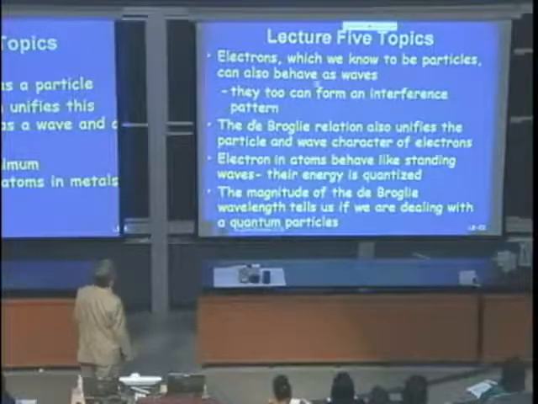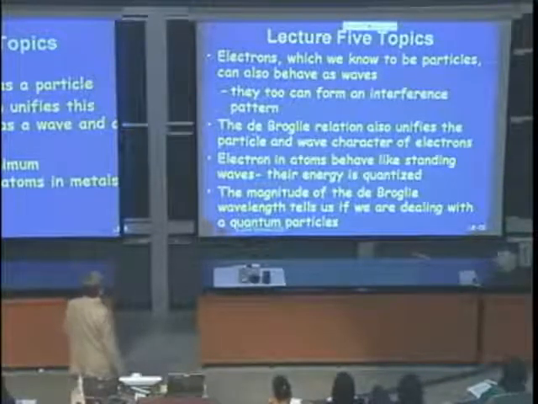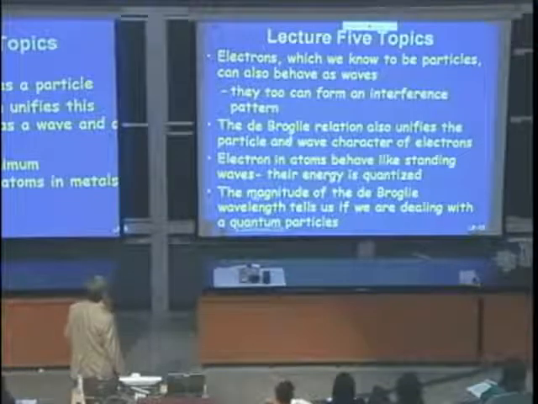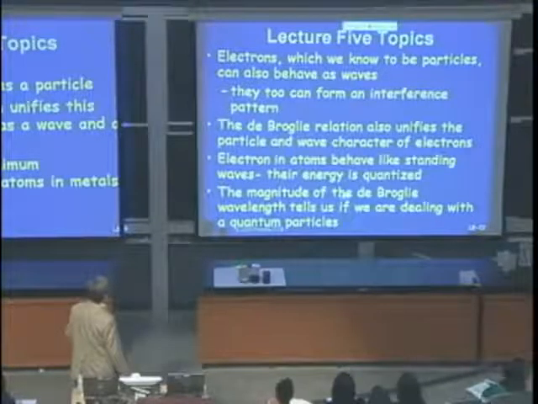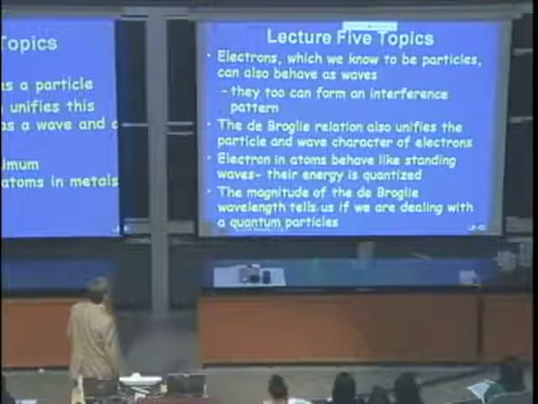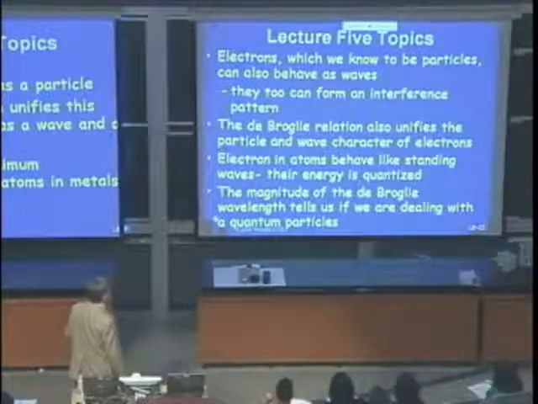Electrons can be, yeah, we have that. They form an interference pattern. The same can happen with electrons. And the magnitude of the de Broglie wavelength tells us if we are dealing with a quantum particle.